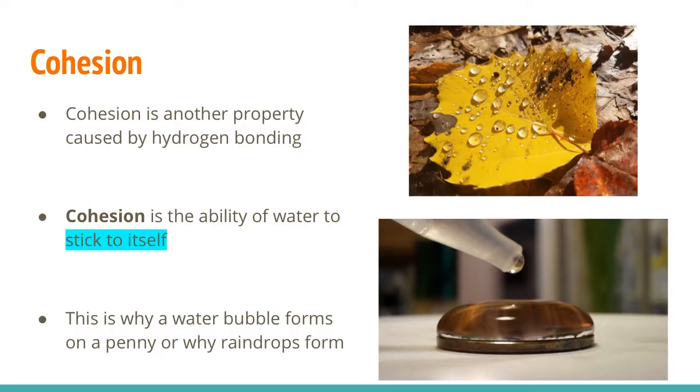Cohesion is a little bit different. It's still a property that's caused by hydrogen bonding, but cohesion is the ability of water to stick to itself. So water sticking to water. This is why water bubbles form on a penny or why raindrops form. So here we have a really good example. Water wants to stick to itself. It doesn't want to let go, so we get these little domes on pennies. This is also why on this particular leaf, we see big water droplets. The water is trying to hold on to each other. The water sticking to the leaf is adhesion, but the water sticking to itself to create these big droplets, that's cohesion. Water sticking to itself.